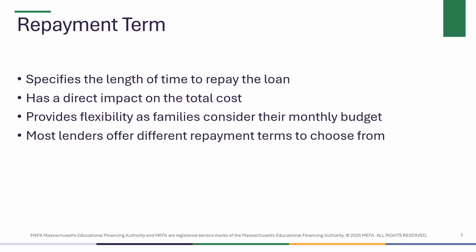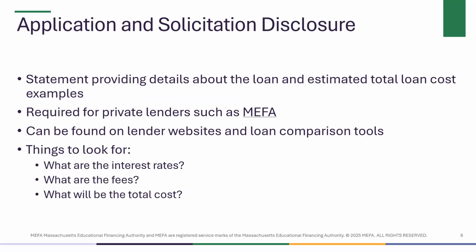So most lenders are going to offer you a different variety of options to choose from. The application and solicitation disclosure is required by every education loan lender. So this is a statement you can look at that will detail all the fine print. It's a legal requirement for private lenders such as MEFA to have this on their website. You can also find loan disclosures on loan comparison tools such as Elm Select, for example, if you're looking at different loans.